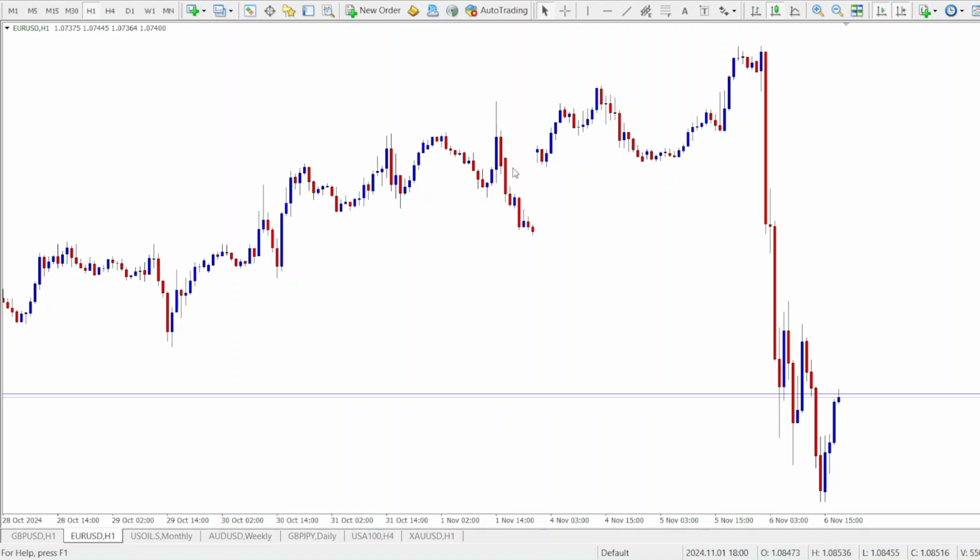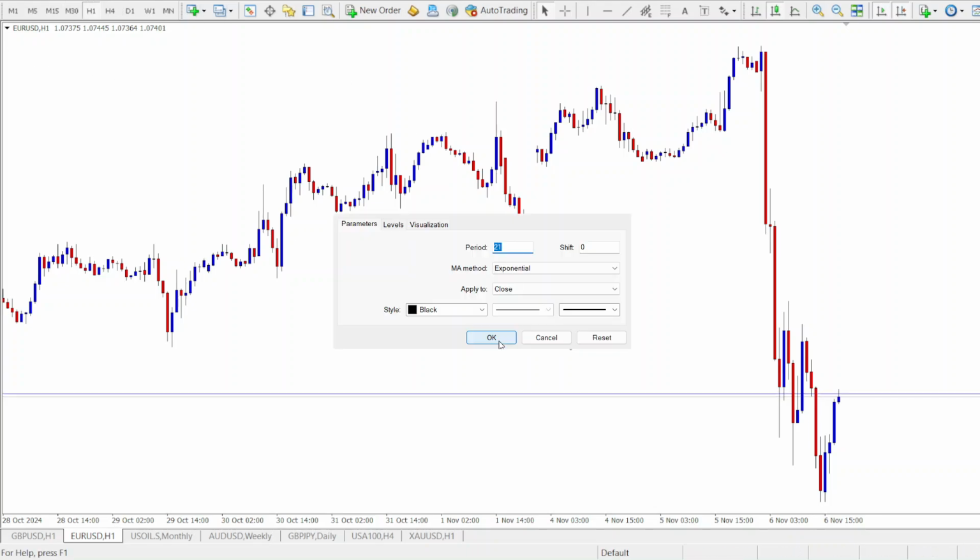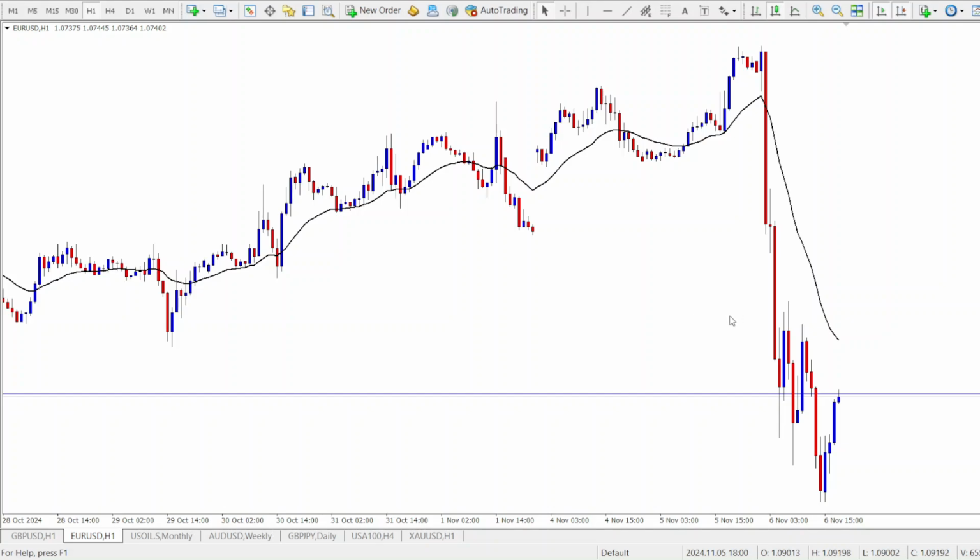Alright, let's jump in. So first off, let's break down what a moving average actually is. A moving average is a technical indicator that smooths out price data over a specific period, making it easier to see trends without all the small fluctuations.